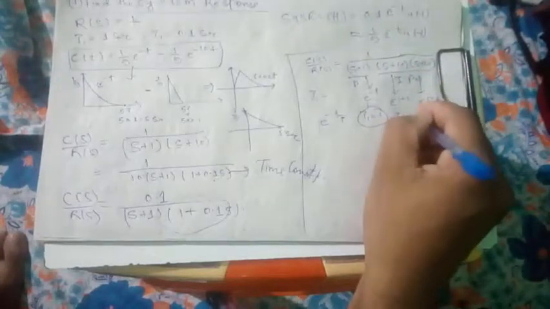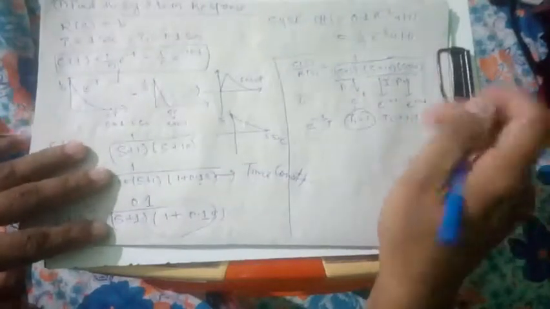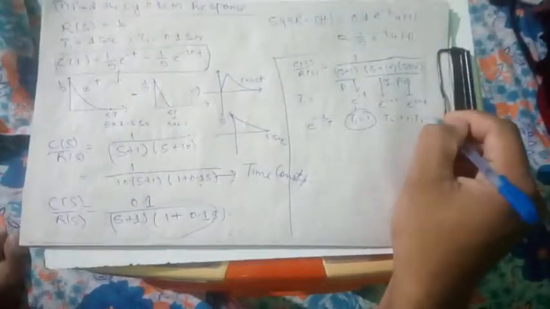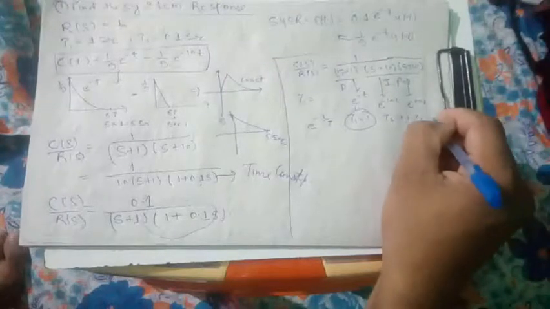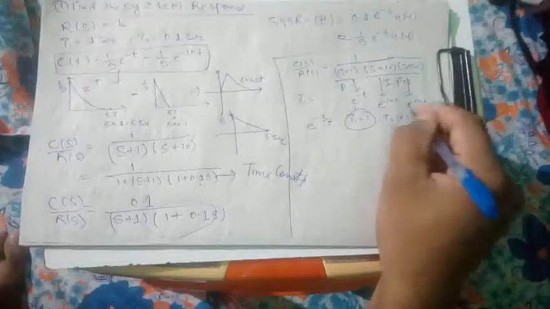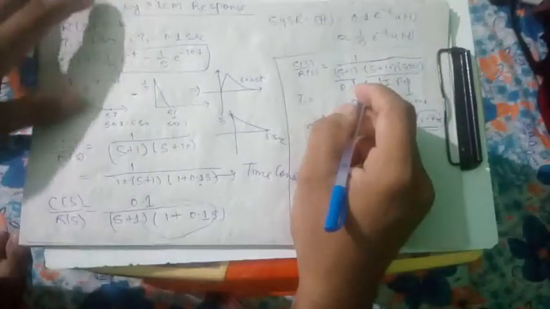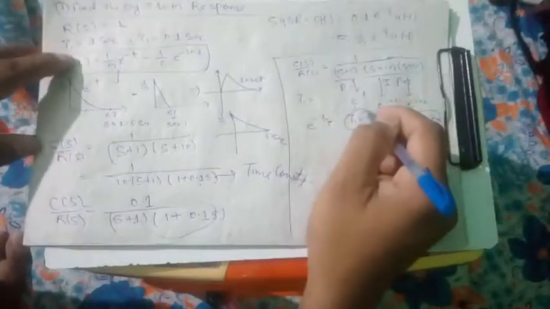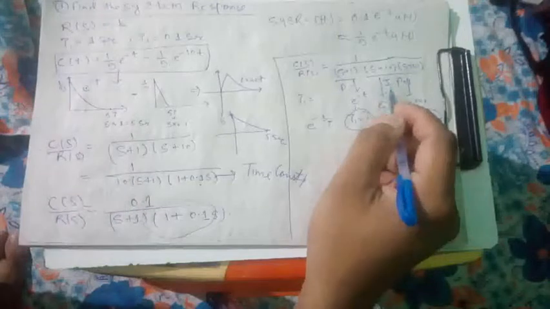T2 इसके लिए कितना हो जाएगा? 0.1. इसके लिए T3 हो जाएगा 1/20, यानी 0.05. सो ये हो जाएगा, ये हो जाएगा. ओके. इसको तो हम नेगलेक्ट कर देंगे. अच्छा, अगर हम टाइम कांस्टेंट फॉर्म में रखेंगे तो हम नेगलेक्ट कर सकते हैं.